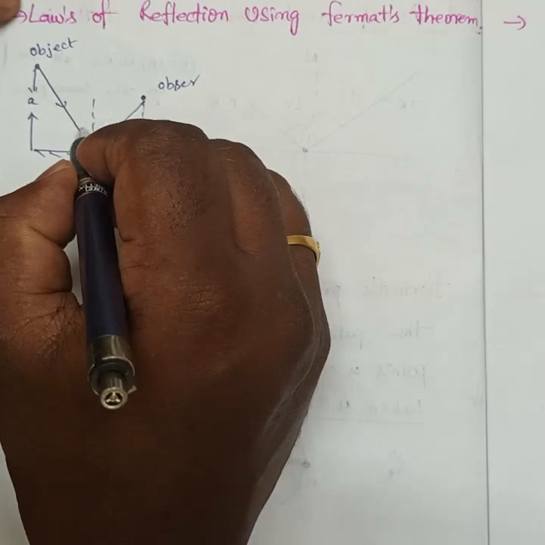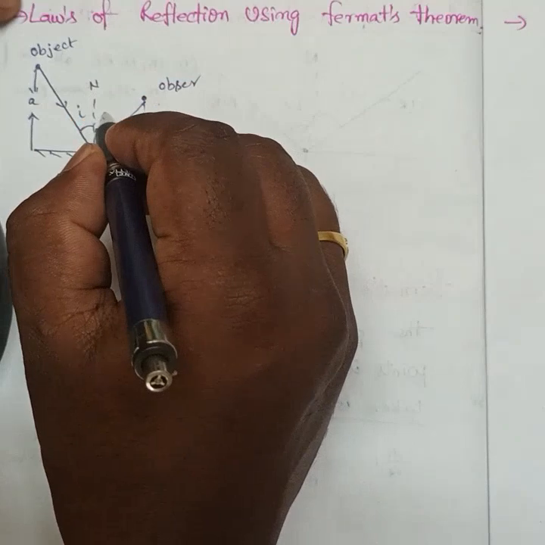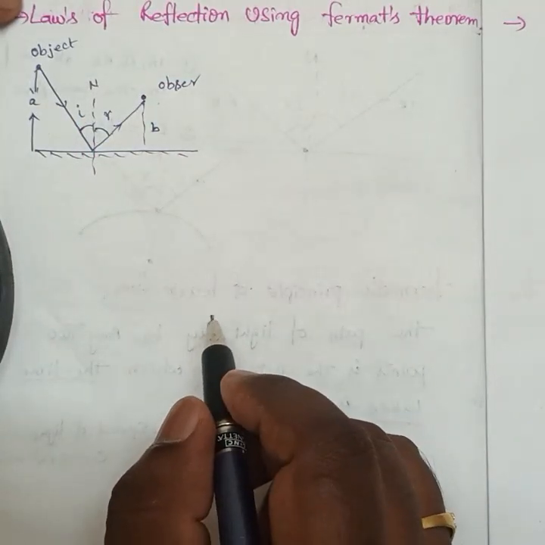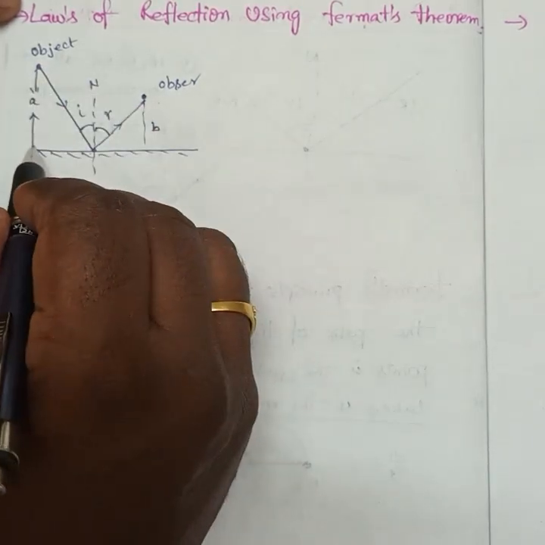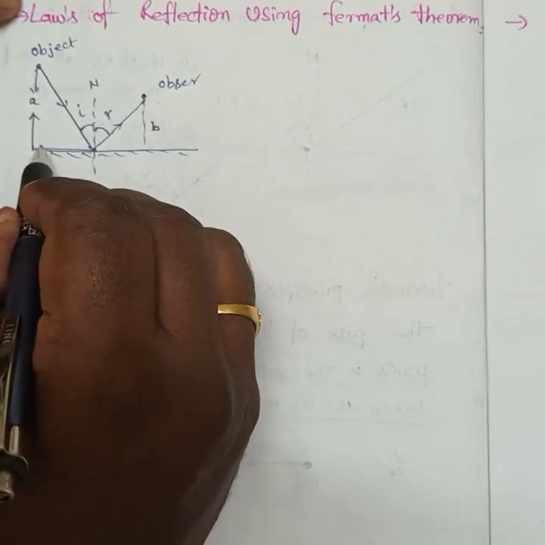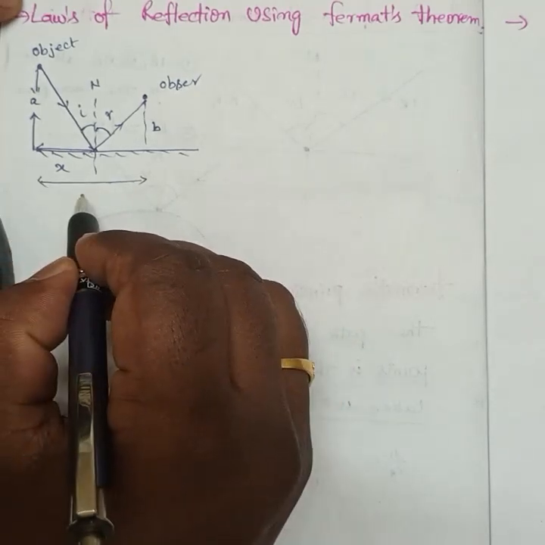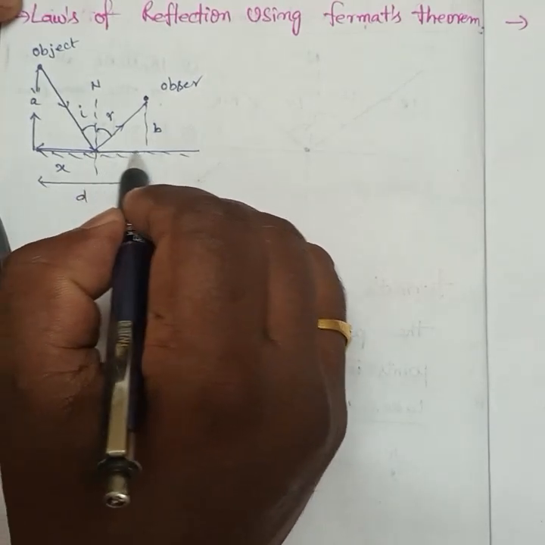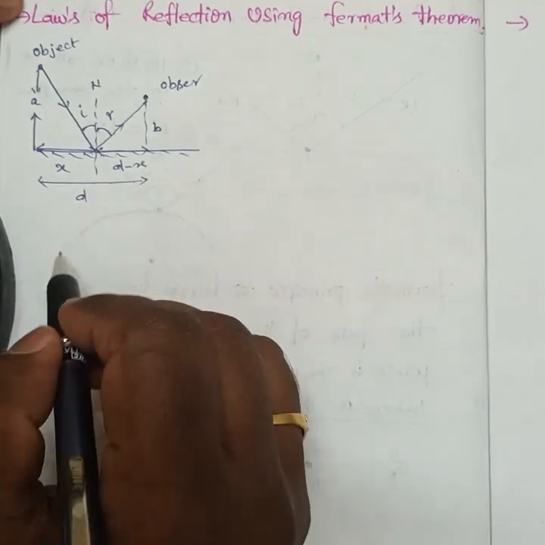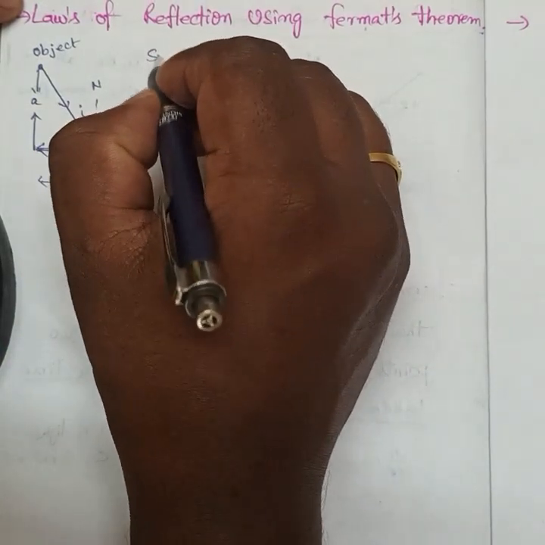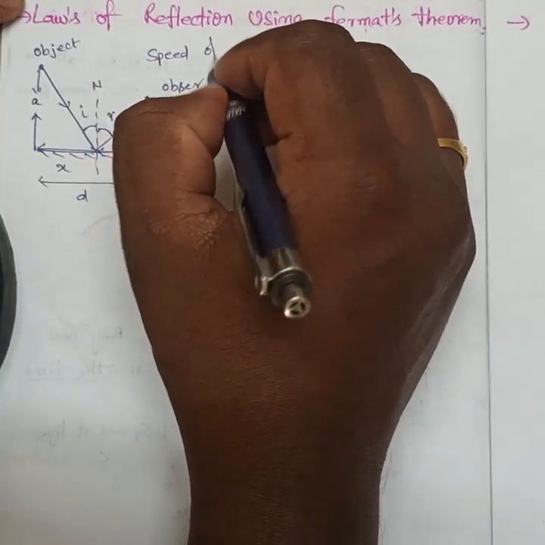The incident ray makes an angle with the normal, the angle of incidence, and the reflected ray makes an angle with the normal, the angle of reflection. The point of incidence is at a distance x from the object's foot. The distance between observer and object is d. Then the distance between the observer's foot and the point of contact is d minus x. We already know that the speed of light in a given medium, here air, is c.